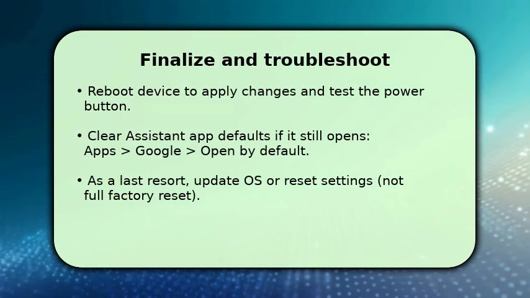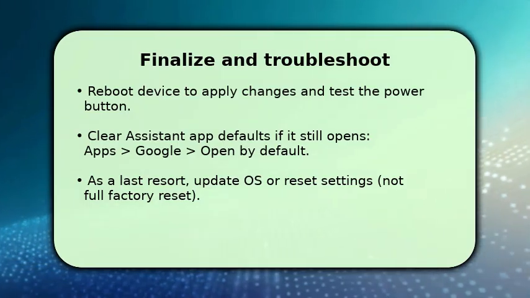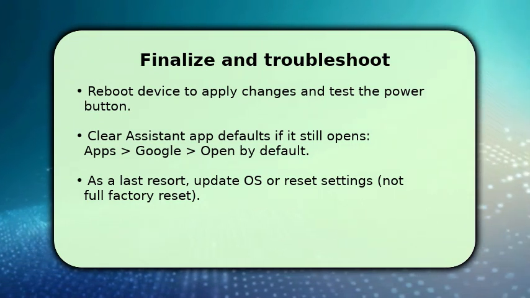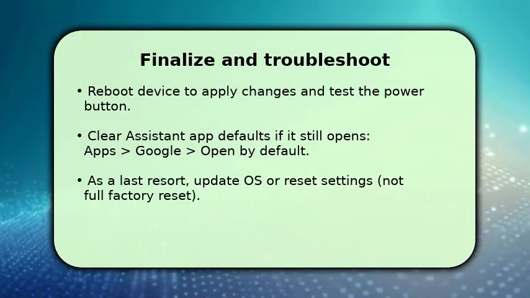You finish by rebooting the phone and testing the power button. The Assistant should no longer appear. If Assistant still opens, clear app defaults for Google or the Assistant app under Apps Google open by default, then retest. Make sure your system is updated.